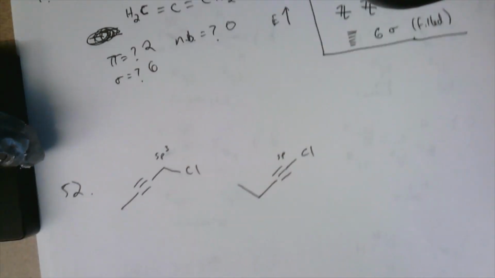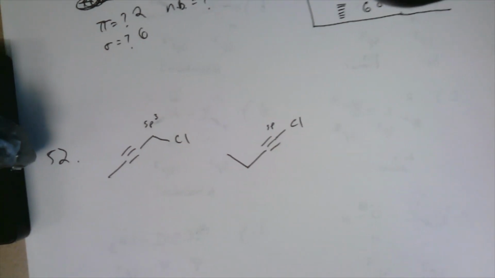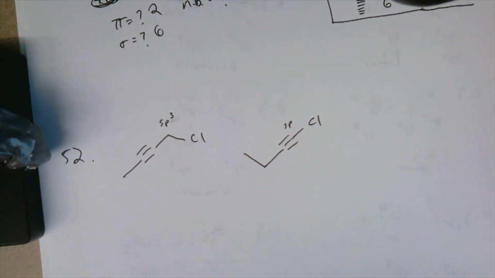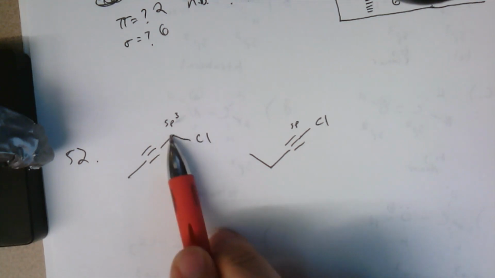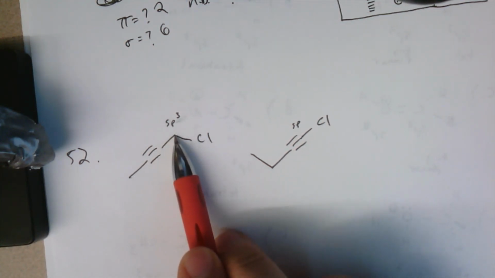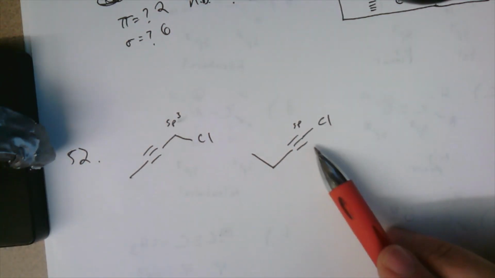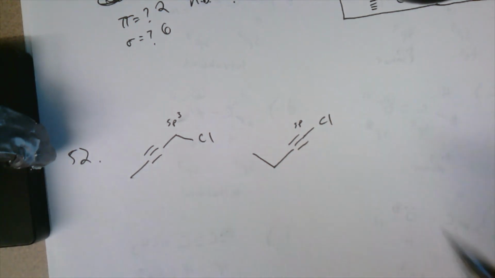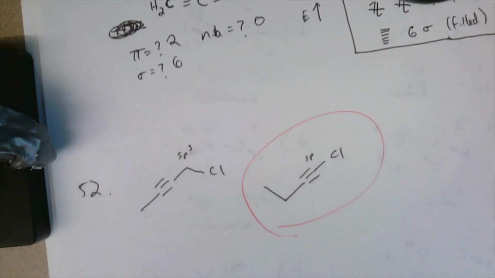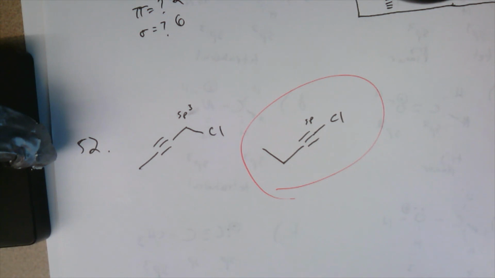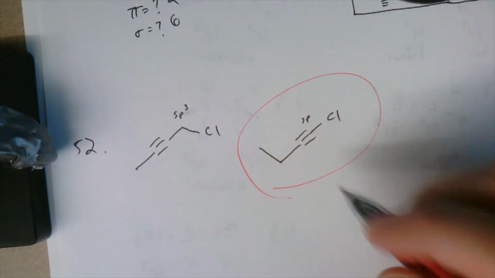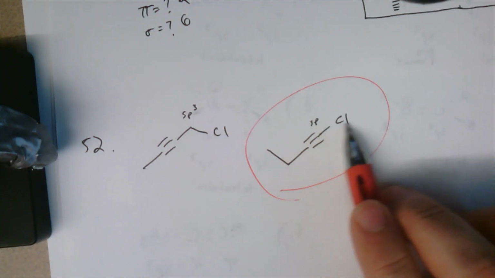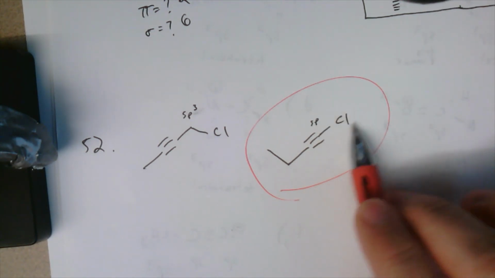Okay, last one, 52, wants to know which of these two is a stronger bond to the chlorine. Does this one have this sp3 carbon? And it didn't label this, but is this sp3 carbon to chlorine going to be stronger, or is this sp carbon to chlorine going to be stronger? Okay, the sp carbons, because their hybrid orbital, this sp hybrid is what's going to make the bond with this chlorine.